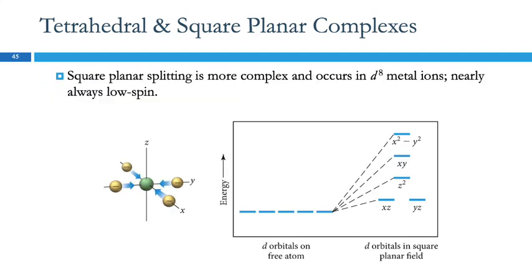In square planar, it's more complicated. It actually splits into 4 different levels. 2 at the bottom, and then 3 individually increasing in height. So these are almost always low spin, so they're going to fill up and pair up as they go along.